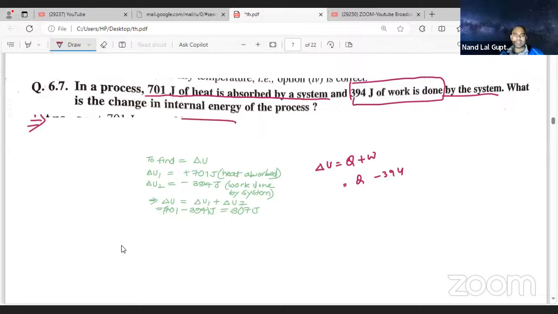What will be the change in internal energy? So internal energy they are asking here, right? So how much heat is absorbed? Heat absorbed is positive. This should be positive, so it will be 701. Delta U they are asking. So you can solve now.